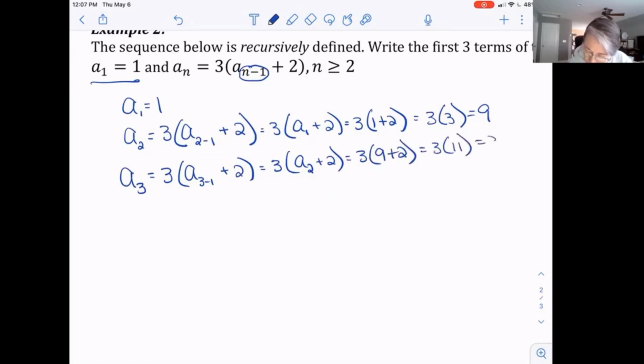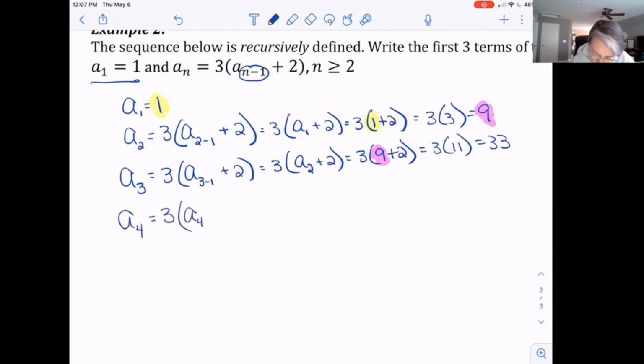3 times 11, which is 33. So notice how we knew a sub 1, so we used a sub 1. We knew a sub 2 was 9. Here we plugged in 9. So we're using that previous value. Just one more for good measure.